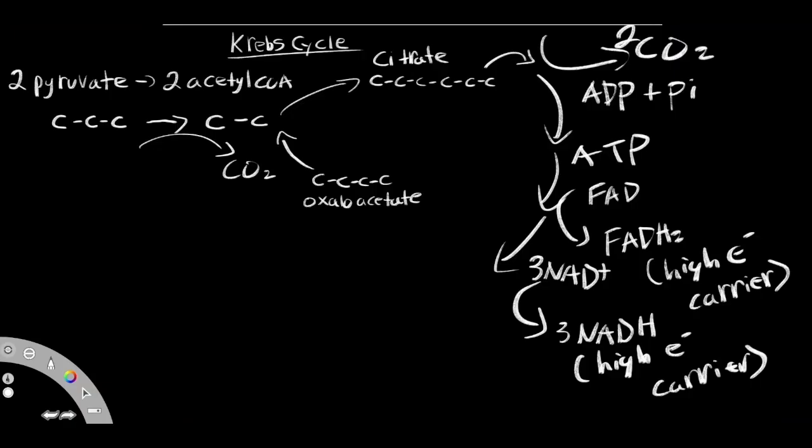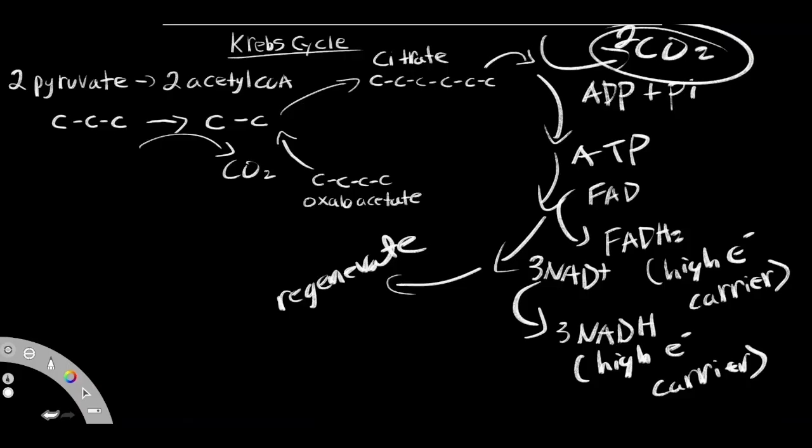Now, while all of that is happening, there is going to be some regeneration. Because remember, this had 6 carbon molecules. We lost 2 from the carbon fixation, so we only have 4 left. So we are back to oxaloacetate again. And then that's going to meet another acetyl-CoA, and the cycle just repeats.